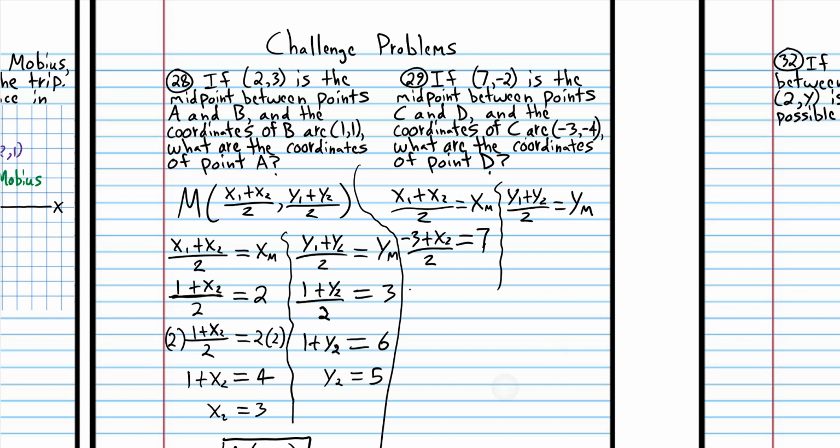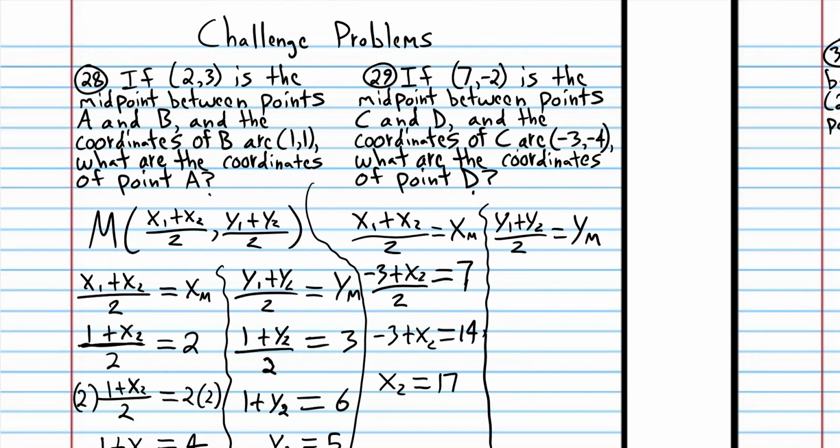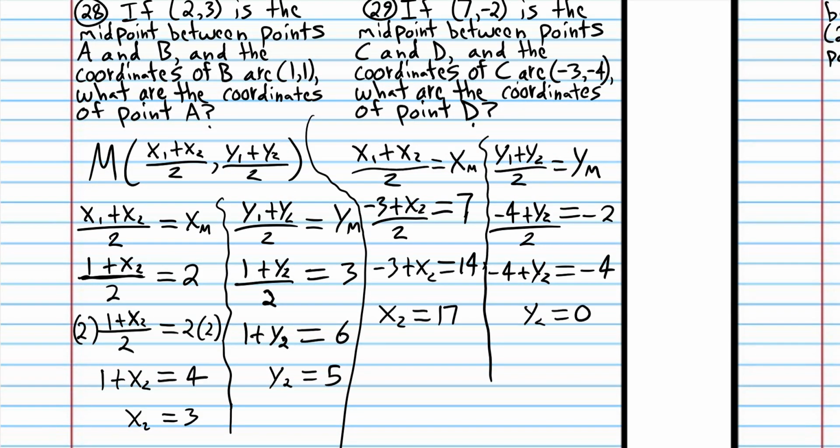Multiply both sides by 2, and it just gets rid of the fraction there. And it multiplies 7 by 2 to get 14. Add 3 to both sides, and we get x2 is equal to 17. Now we're going to plug in the y value of the midpoint. That is -2. And we're going to plug in the y value of the endpoint that we have, which is -4. Doesn't matter if you plug it in for y1 or y2, you get the same answer. Multiply both sides by 2, we get -4 is equal to -4 plus y2. Add 4 to both sides, and we get y2 is equal to 0.